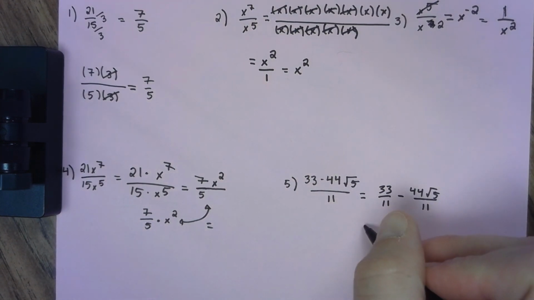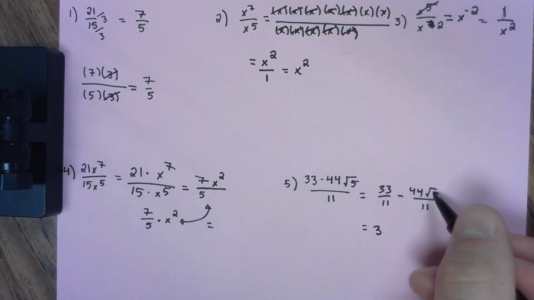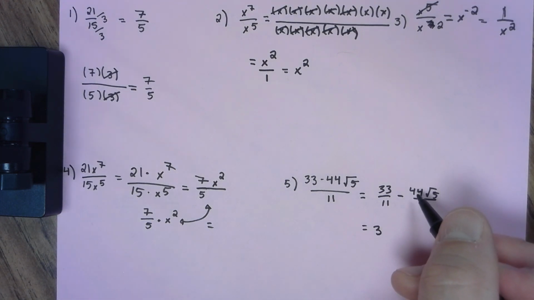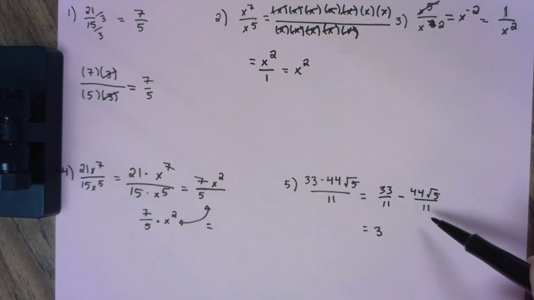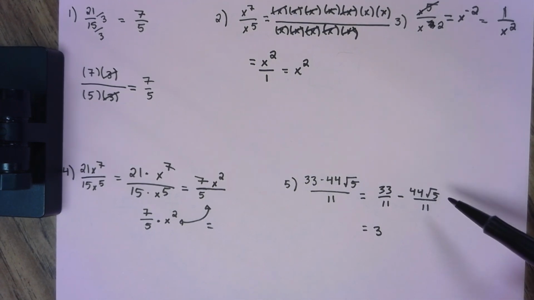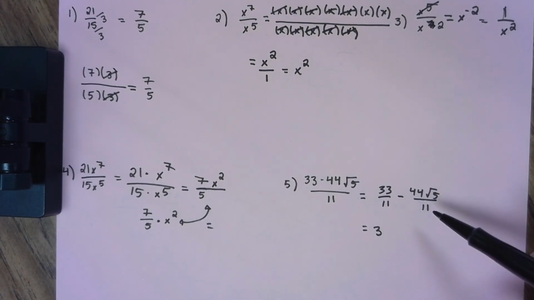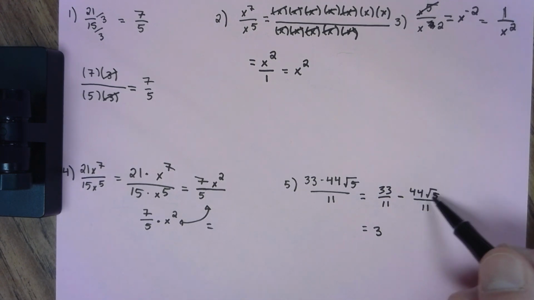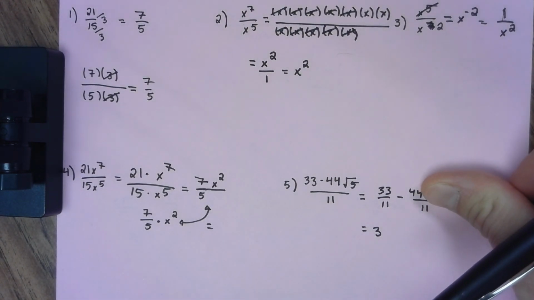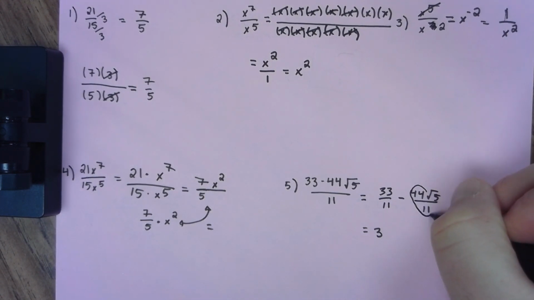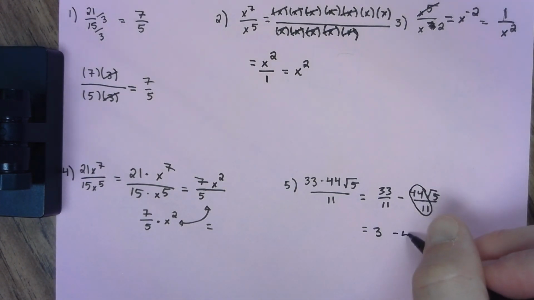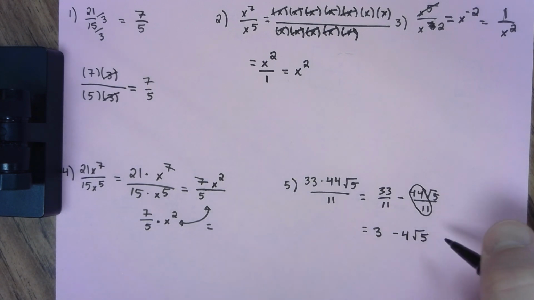33 divided by 11, that's 3. These terms, I have a 44, a root 5, and an 11. I can only reduce down numbers that are like terms, meaning I can reduce down numbers with numbers. I can't reduce down square rooted numbers with whole numbers. So this root 5 does not get reduced down at all. What is going to get reduced down is the 44 divided by 11, which equals 4. So that's minus 4 root 5.